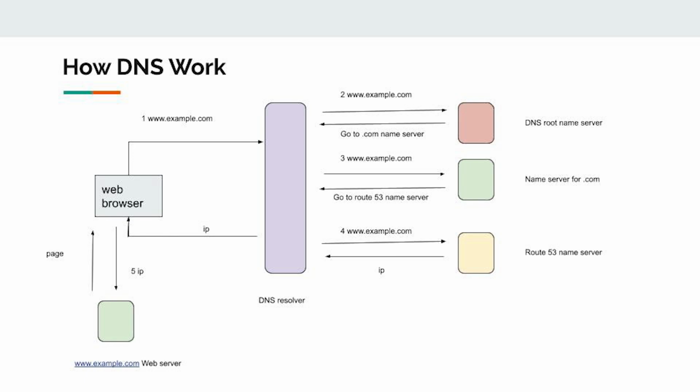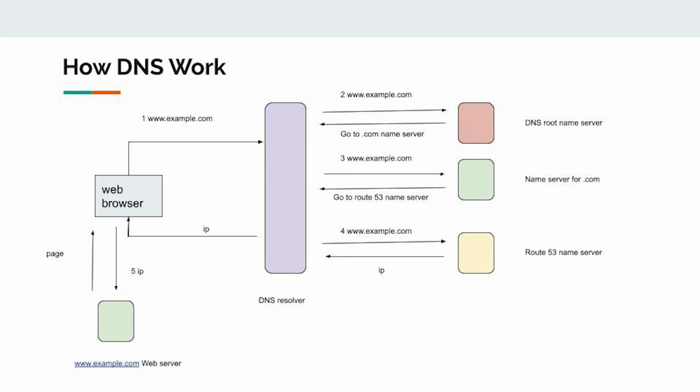Step 4. At this point, we are very close to resolving the domain name. Then, the DNS resolver forwards the request to the Route 53 name server. It responds with the IP address of the web server which hosts the website. Finally, the resolution is complete.